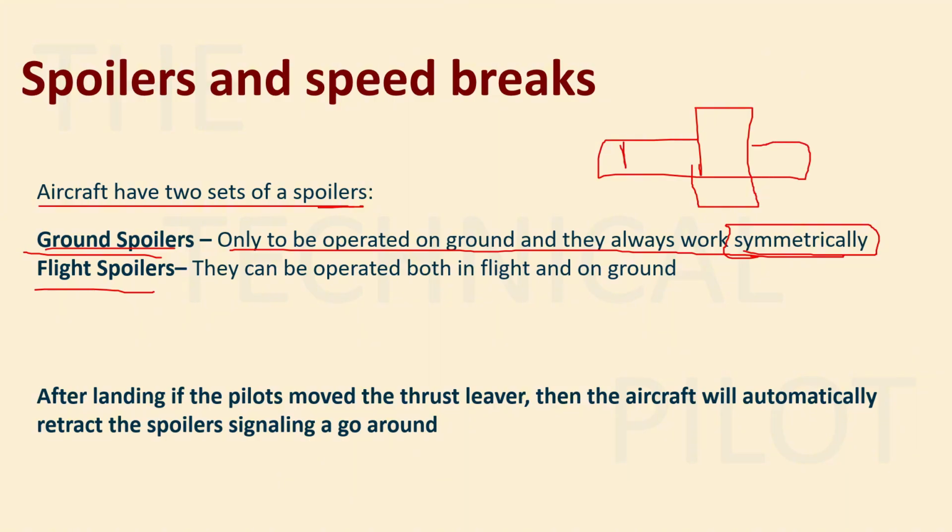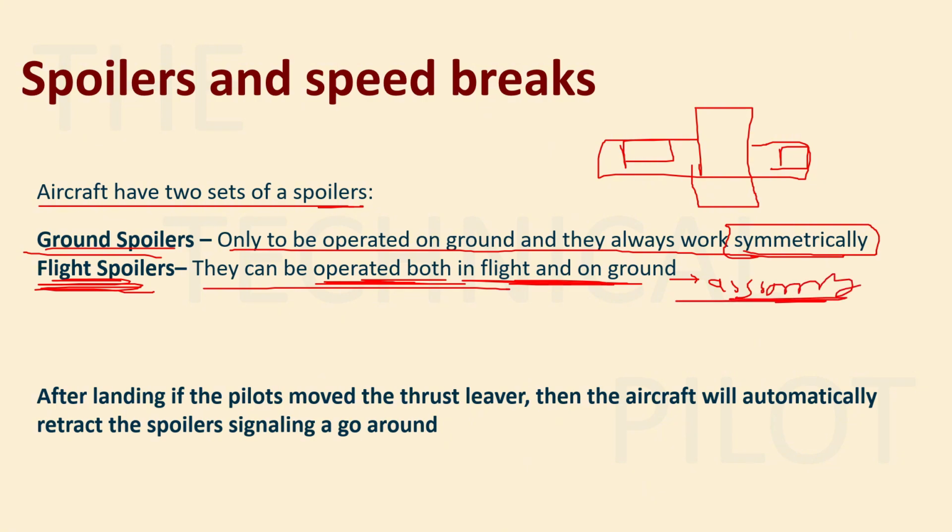If you remember, spoilers can be used as primary flight controls to roll the aircraft, right? So this is exactly what flight spoilers are for. Flight spoilers are operated both in flight and on the ground, and they can also be operated asymmetrically, right?